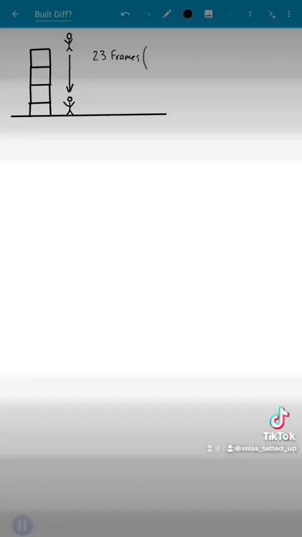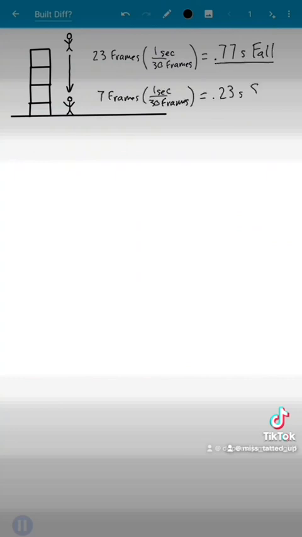So how long was he falling for? Well, 23 frames times 1 second per 30 frames gives us 0.77 seconds of falling. Likewise, if he absorbed the full impact in 7 frames, that's 0.23 seconds to stop. To calculate his final velocity before impact, we'll use a kinematic relationship.